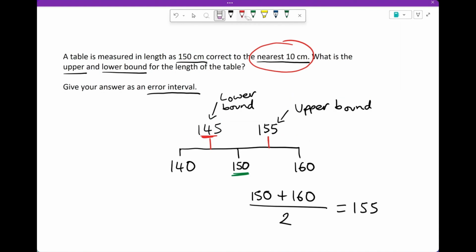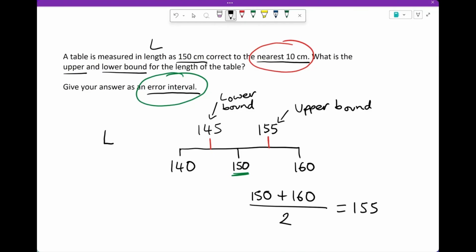Now let's consider the other part of the question, which says to give our answer as an error interval. Now when we're talking about an error interval, we're talking about inequalities. So I need to give my answer as an inequality. Now what I'm going to do is, given that this is considering length, I'm just going to assign a letter to the length. So let's call the length L. So I'm going to write L over here.